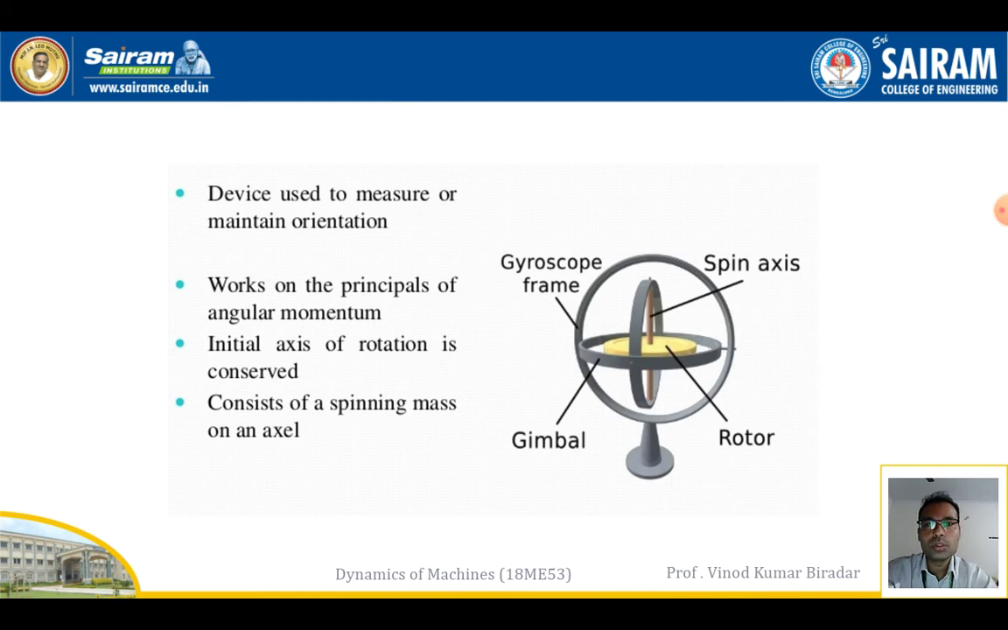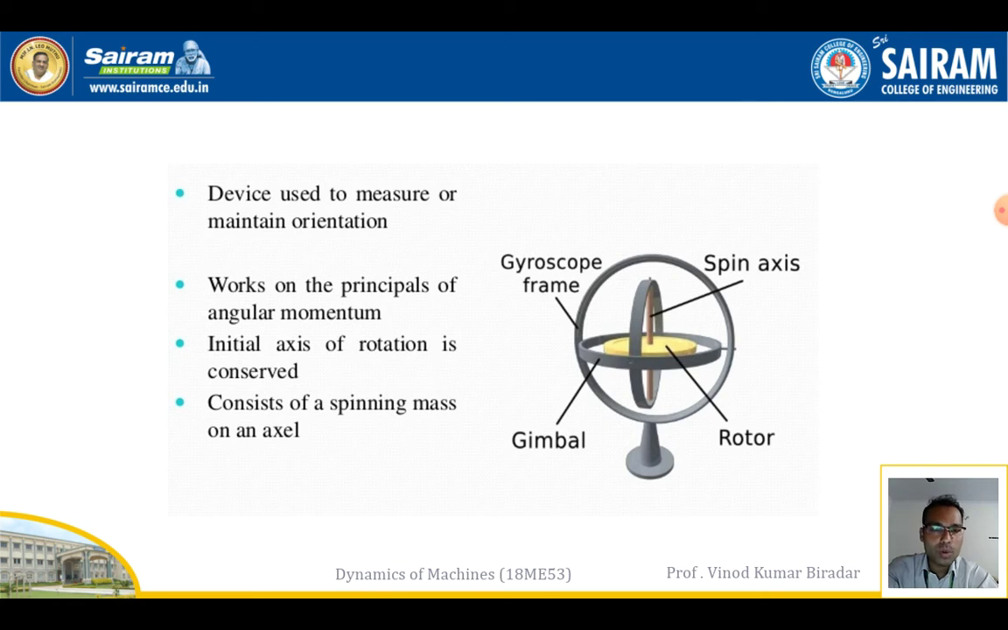Another definition: it is a device used to measure or maintain the orientation of any vehicle, that is planes, ships. In a later class we are going to study how it detects direction. It works on the principle of angular momentum. The initial axis of rotation is conserved due to the gyroscope effect. It consists of spinning mass on an axle.